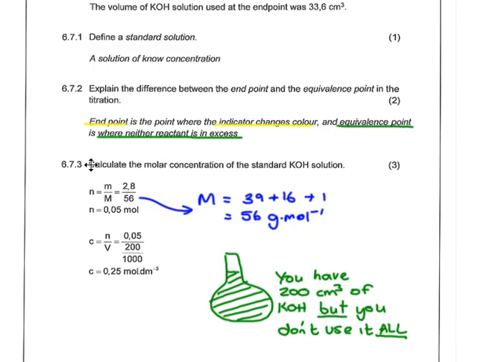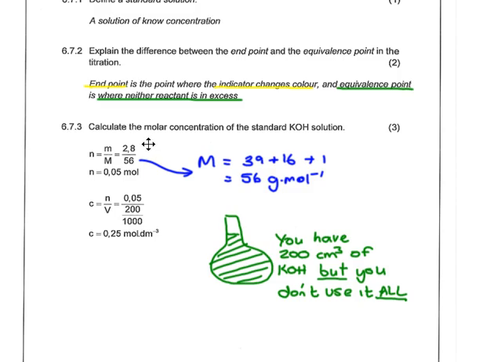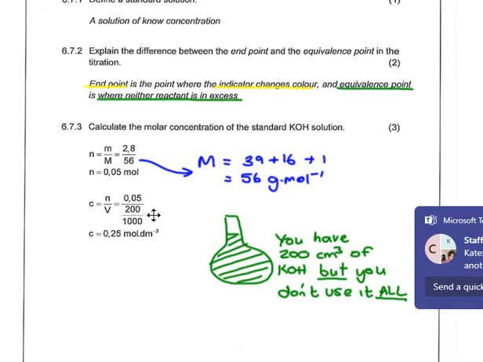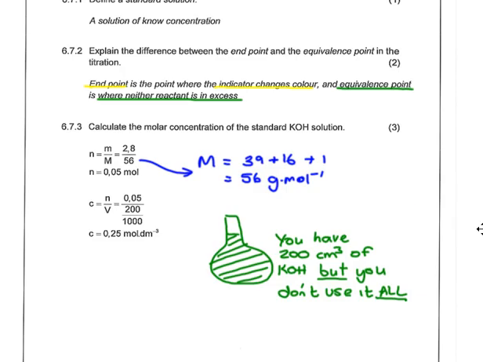Now, they've just asked you to calculate the concentration of the standard solution. So we've got the mass of the KOH, so we say number of moles is mass divided by molar mass, and there's a potassium, an oxygen, and a hydrogen, so the molar mass is 56. So we're using 0.05 moles of the KOH. We dissolved it in 200 centimeters cubed. Here we divide by 1,000 because we need it to be decimeters cubed. And so the concentration is 0.25 mole per decimeter cubed.